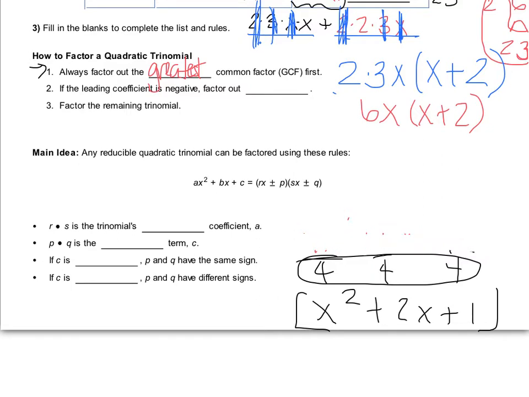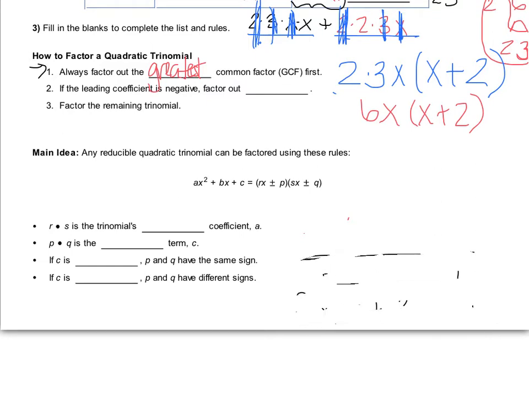All right, number 2, back up here, says if the leading coefficient is negative, so that means that if my x squared part was negative, like negative 3x squared or negative x squared, whatever it was, then I would need to factor out a negative sign. And then my third step is to factor the trinomial.